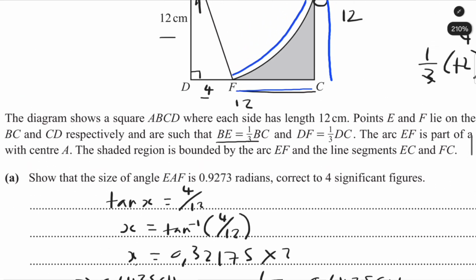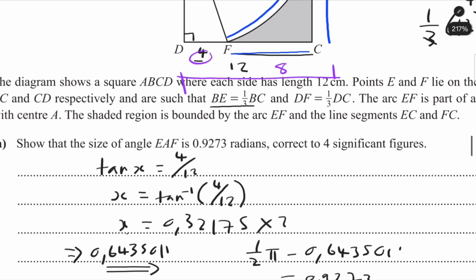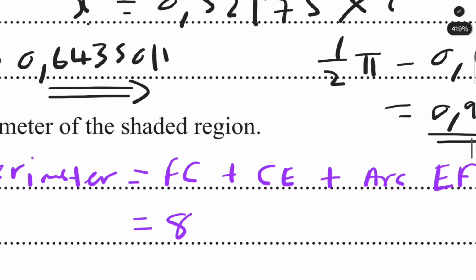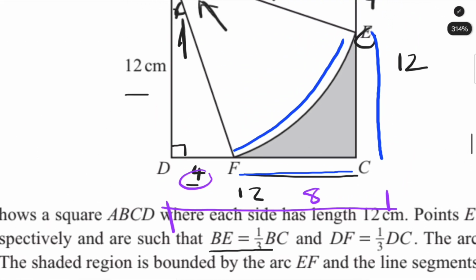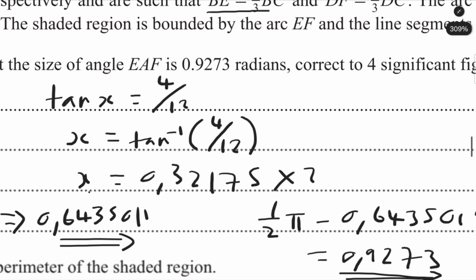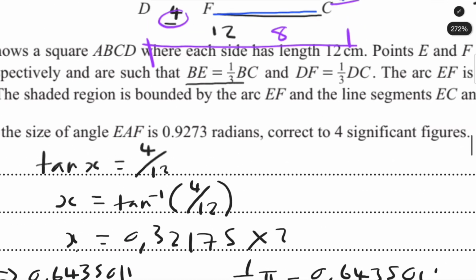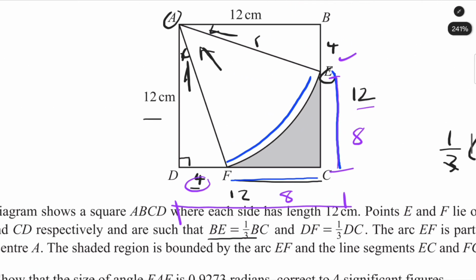Right? And FC is 8. Since DC is 12, 12 minus this 4 is 8, so FC is 8. And CE is also 8 because we're saying 12 minus this 4, so we get 8. And now we're left with the arc EF to calculate. For us to calculate arc length, we use r theta, right? But we don't have the value of r, so we're going to try and calculate it.